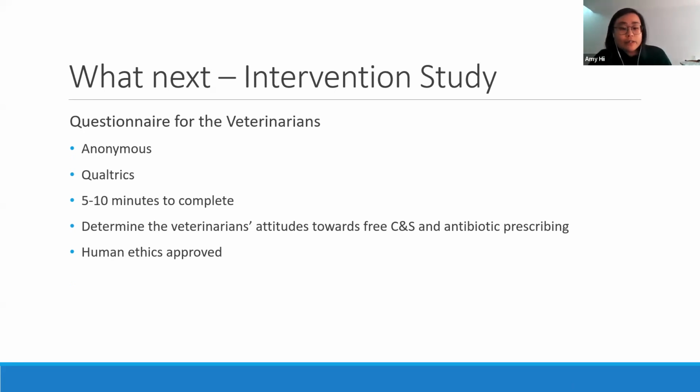So what's coming next? At the end of the study, there will be a questionnaire for the Green Cross and UVet veterinarians that will take approximately 5 to 10 minutes to complete. This questionnaire tries to determine what the veterinarians' thoughts were towards the free culture and sensitivity, and whether or not they thought it changed the way they prescribed antibiotics. Human ethics has been approved for this, so that's ready to go.